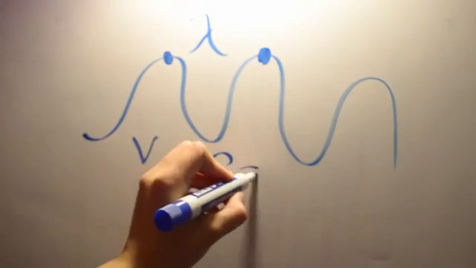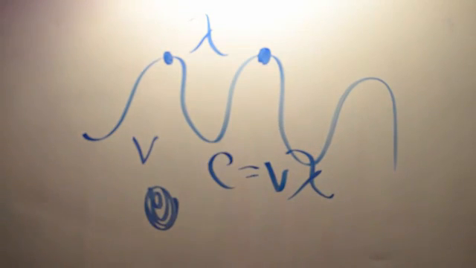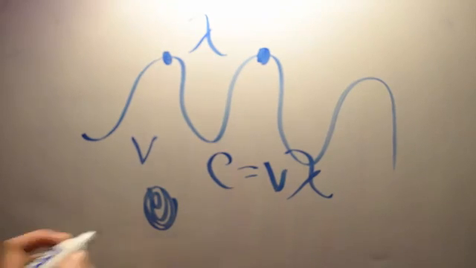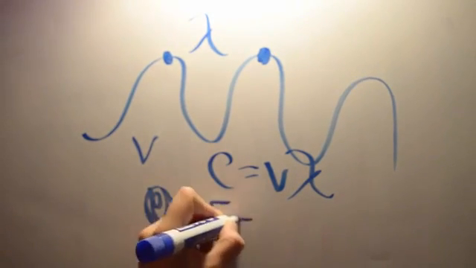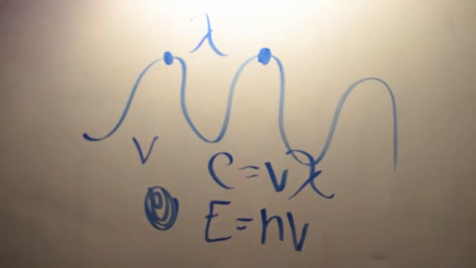And when you compare these and put them in a relationship together, you get C equals V lambda, where C is the speed of light in a vacuum, which is 2.998 times 10 to the 8th meters per second. And then for a particle, a photon carries an amount of energy. So that relationship is represented by E equals HV, where H is Planck's constant, which is 6.626 times 10 to the negative 34 joules times seconds, and V, like I said earlier, is frequency.